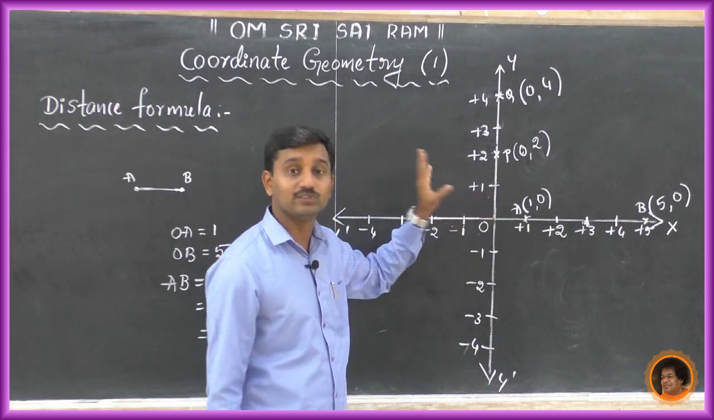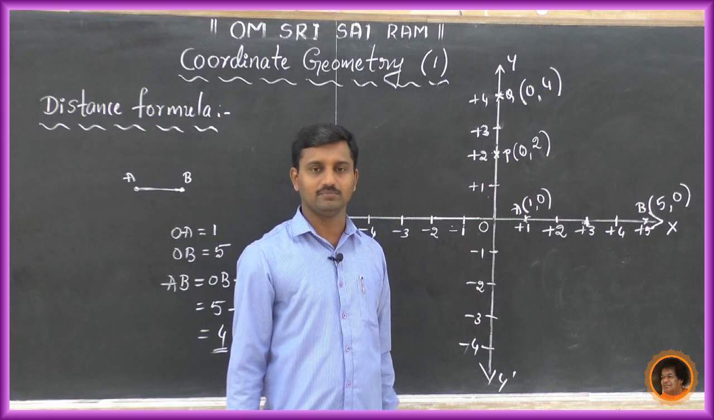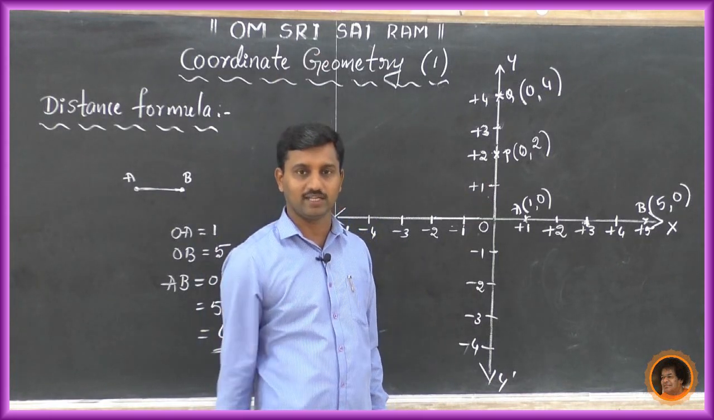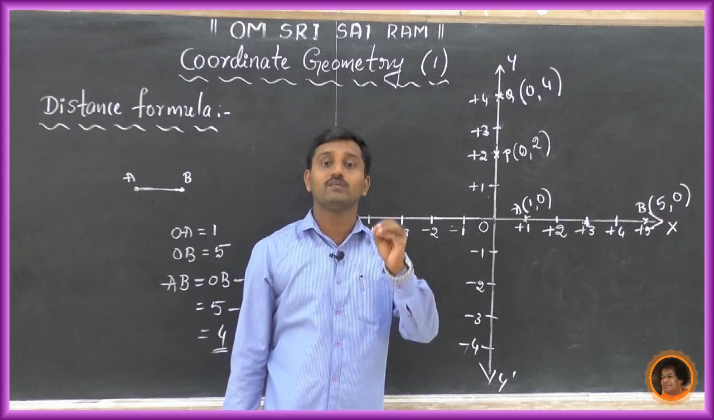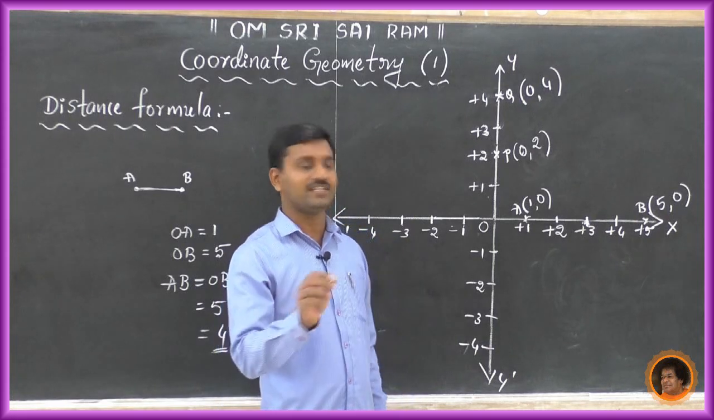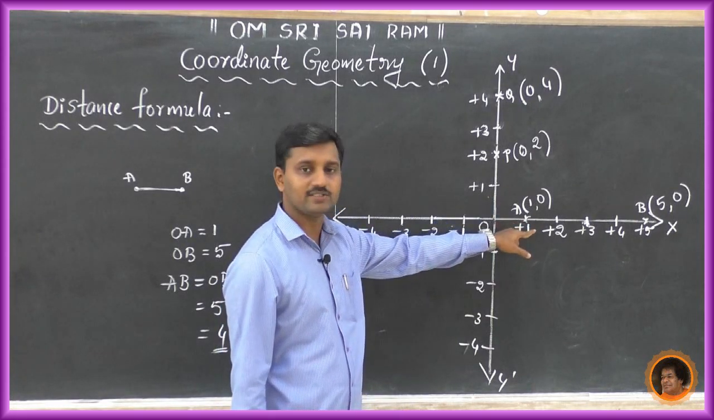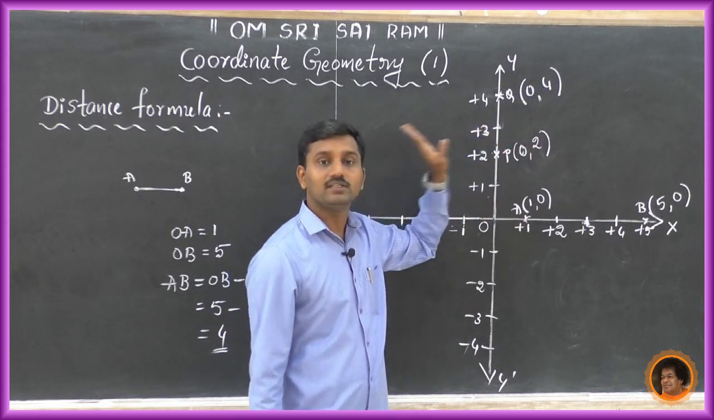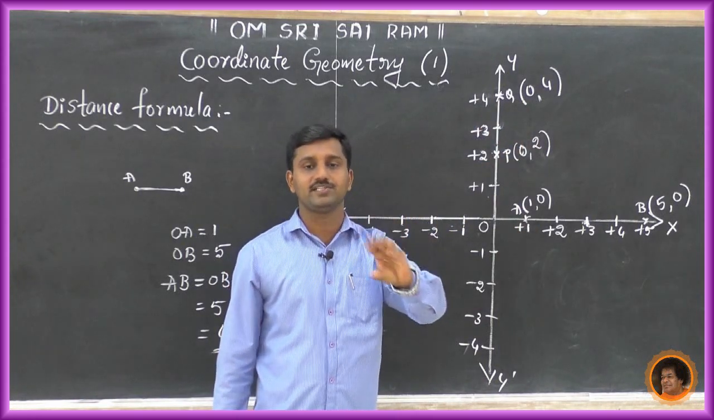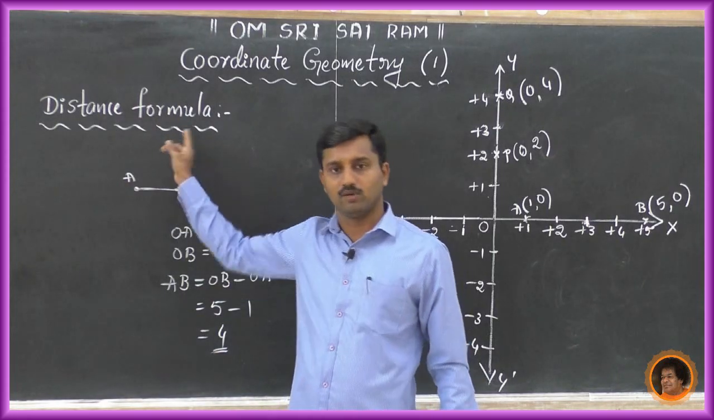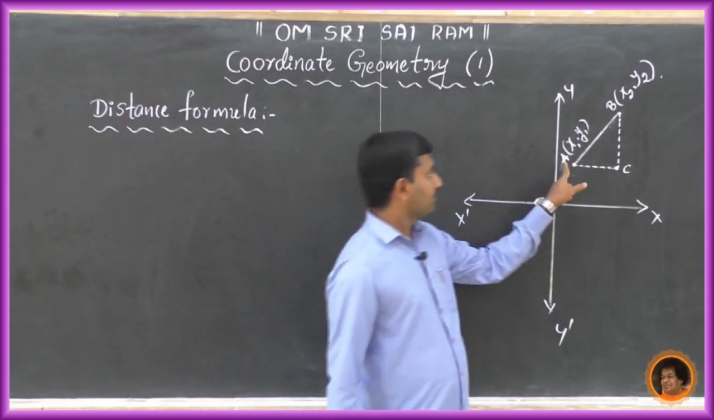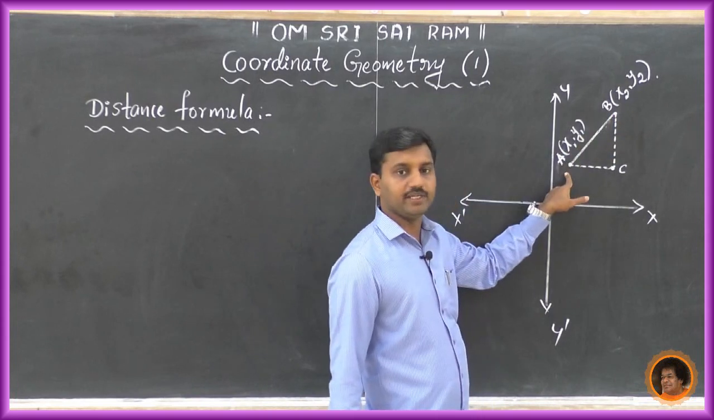By this we can use the Pythagoras theorem. Just recall the Pythagoras theorem. So we formulate a formula to find the distance between any 2 points which lie on the Cartesian plane or the Cartesian system. This formula is known as the distance formula. Now see here, what is the distance between A and B?